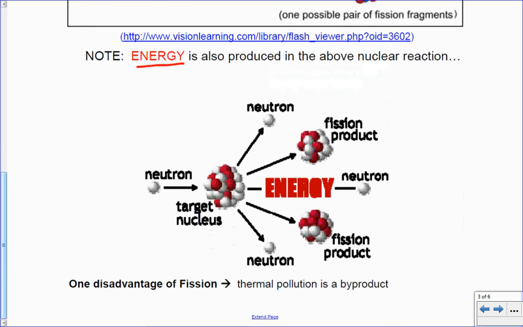Okay, disadvantage of fission, thermal pollution is a byproduct. It does produce a lot of energy. Which, if I use that energy to say heat water, then I can boil it and get a turbine to move, as opposed to burning coal to get that turbine to move. So in that regard, it could be a beneficial thing.